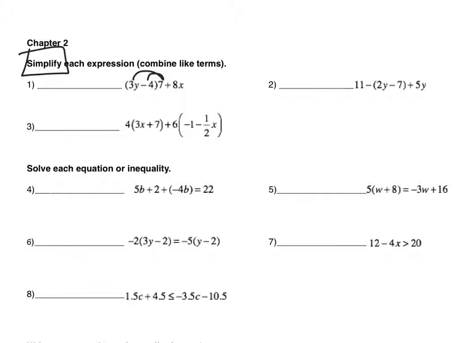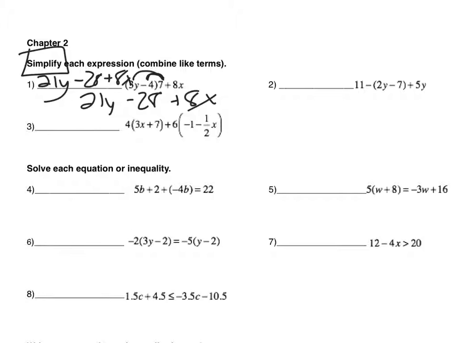So for number 1, we distribute the 7 to the 3y and get 21y. 7 times negative 4 is negative 28, and then plus 8x. None of those are like terms, so the answer would simply be 21y minus 28 plus 8x, and of course you could have that in a different order, but that is the answer.